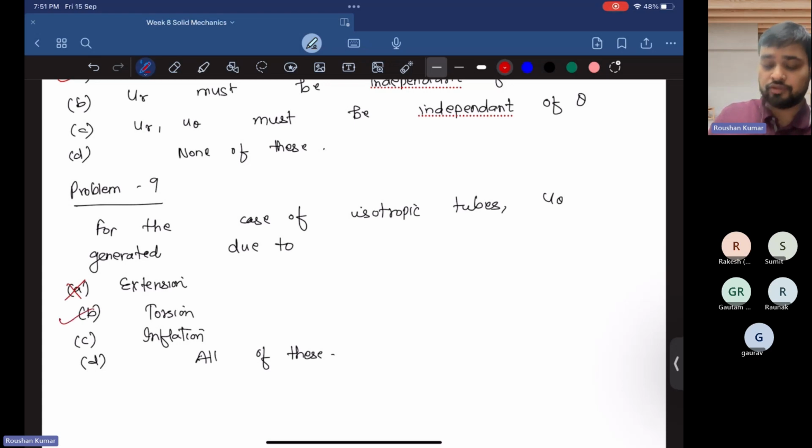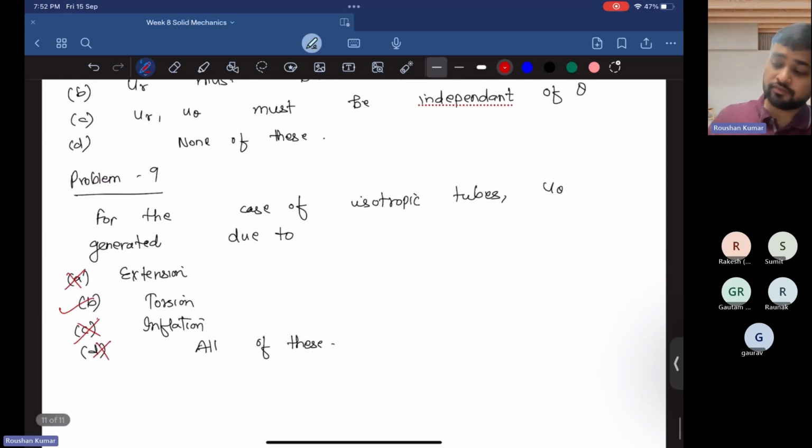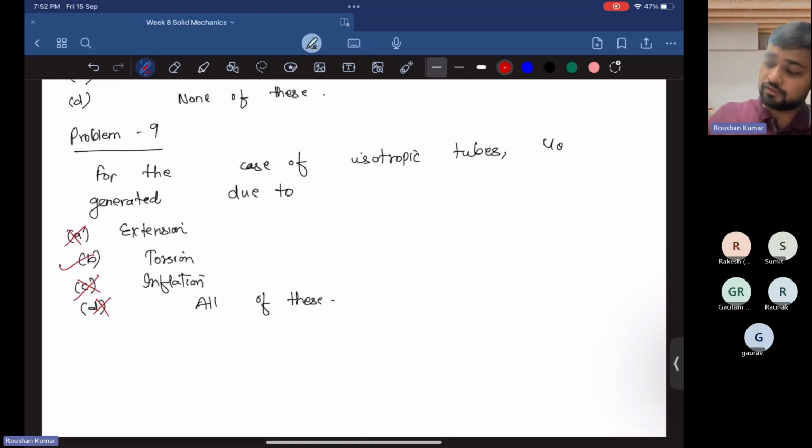Torsion, yes, due to torsion u theta is generated because there is a change of angle of the cross section. At every cross section there is a change of angle, so due to that the theta displacement also changes. So this is the correct option. Inflation, no, due to inflation there is no change in u theta, there is a radial displacement in the case of inflation. So it's also an incorrect option. All of these is not the correct option because only one option is correct here. So it's also incorrect. Now the next question is problem number 10.